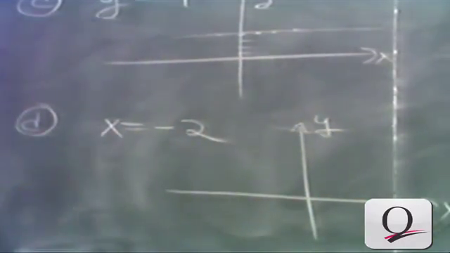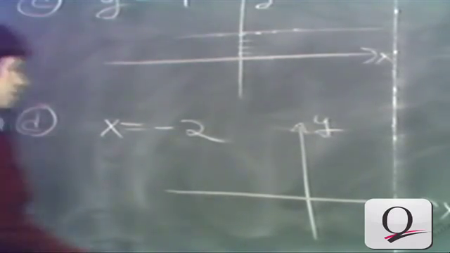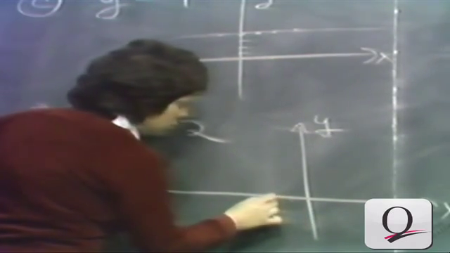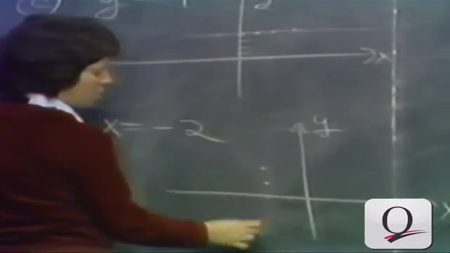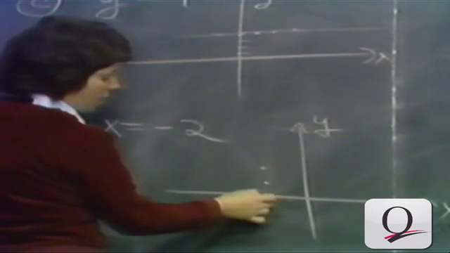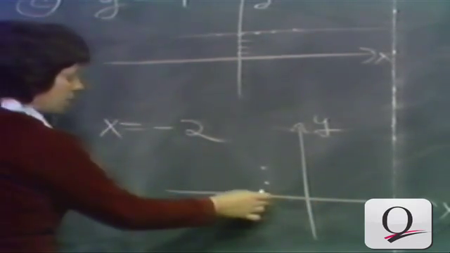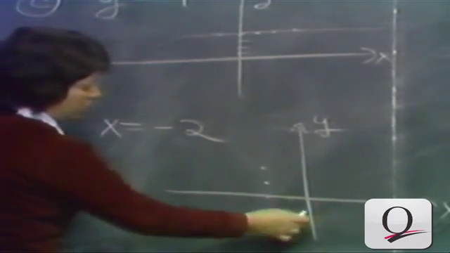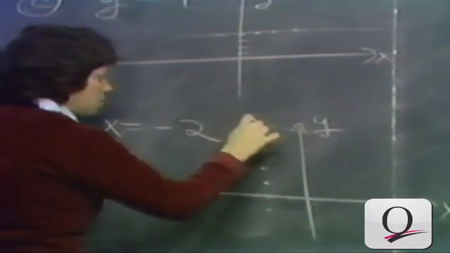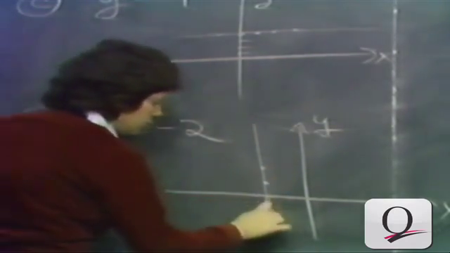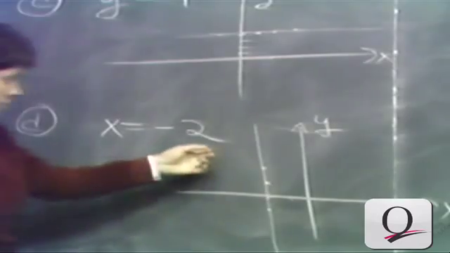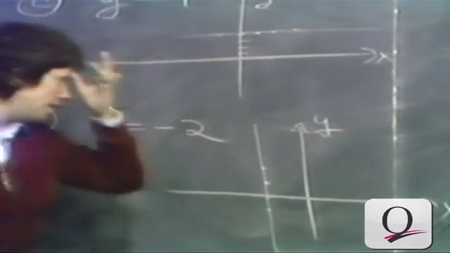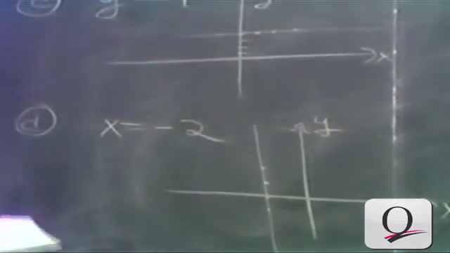Now, where are the points that have x equal minus 2? Well, you could have, for example, x equals minus 2, y equals 1. x equals minus 2, y equals 2. x equals minus 2, y equals 0. x equals minus 2, y equals minus 1, and so on. In other words, the points are all on this vertical line, which is 2 units to the left of the y-axis. x equals minus 2 is a vertical line, 2 units to the left of the y-axis.